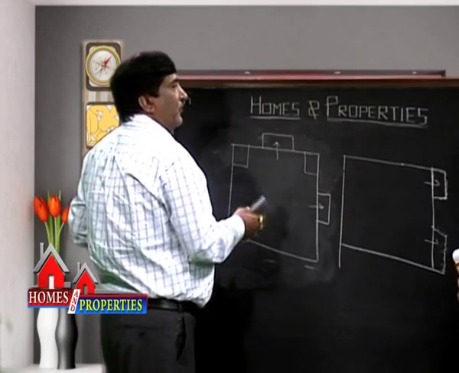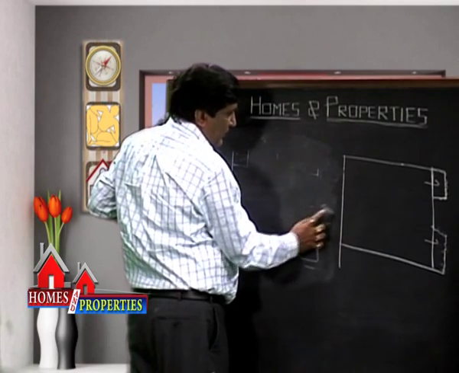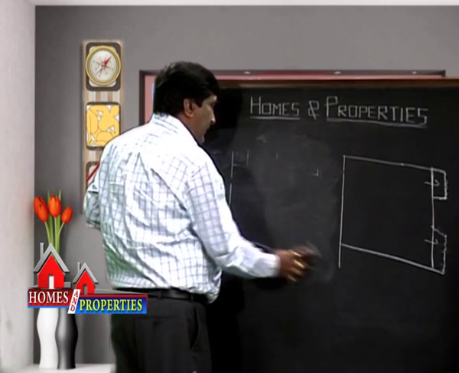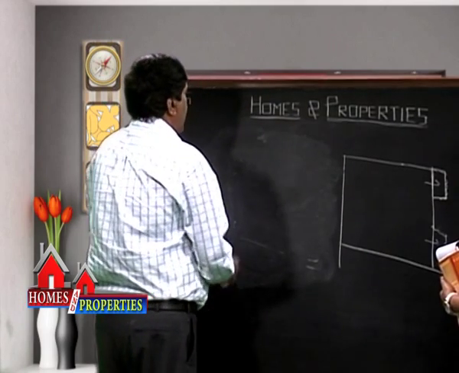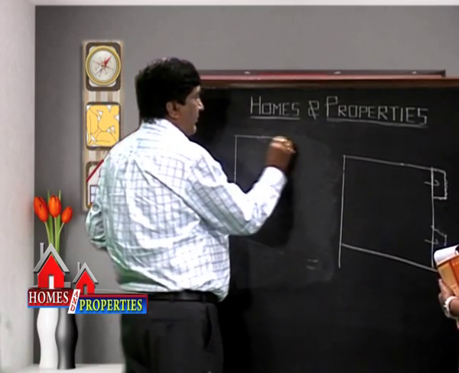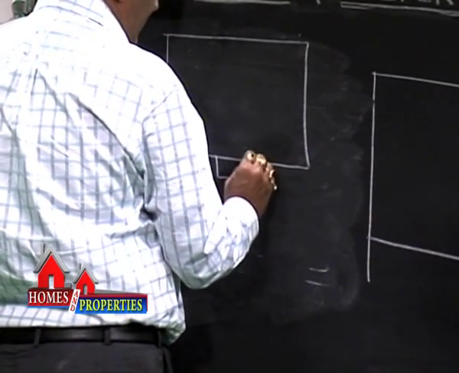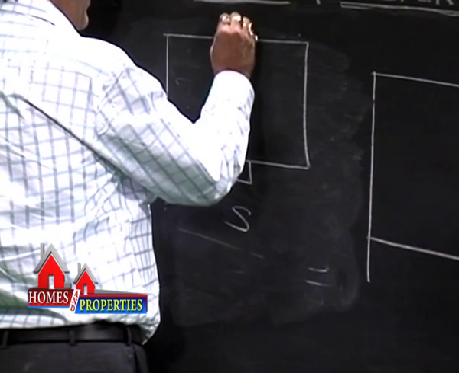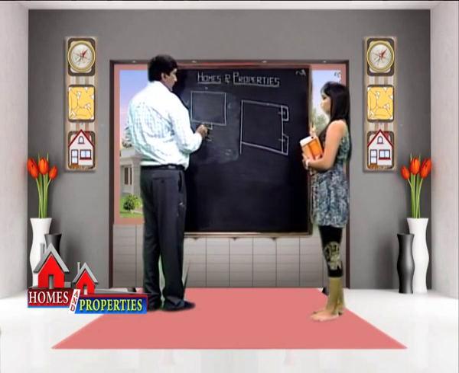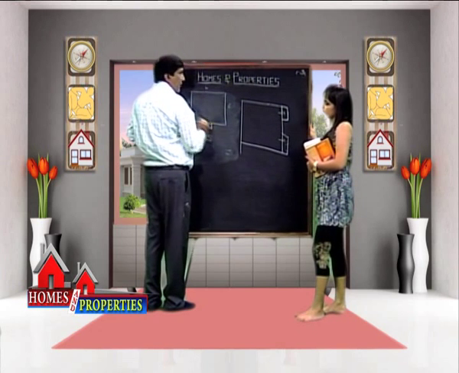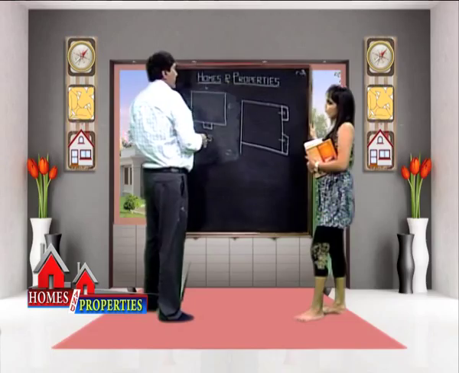And what about the south and west? Avoid balconies in the south. Supposing this is your house and you have a balcony in the south. Once you have a balcony in the south, it means extension of the south. Extension of south, what does it mean?